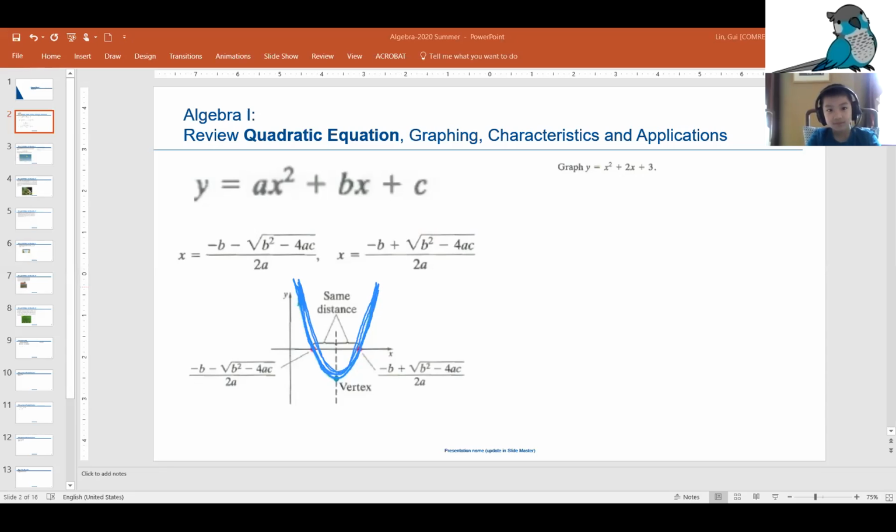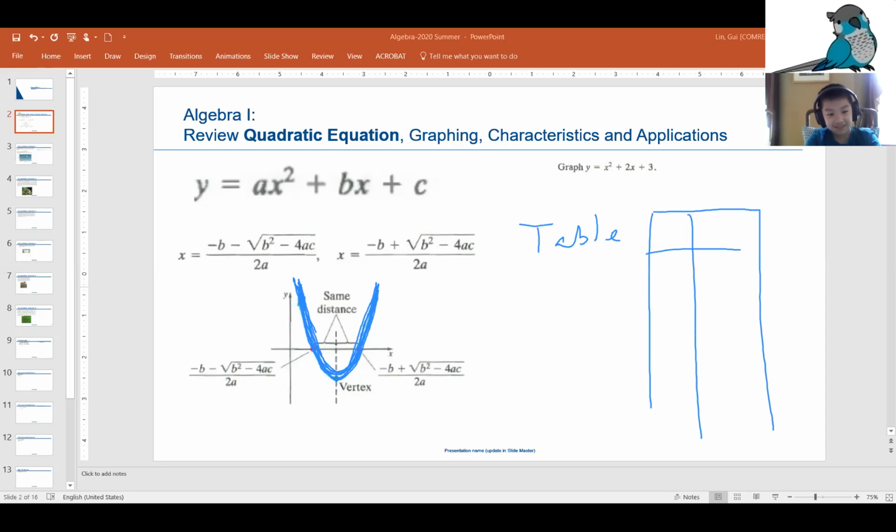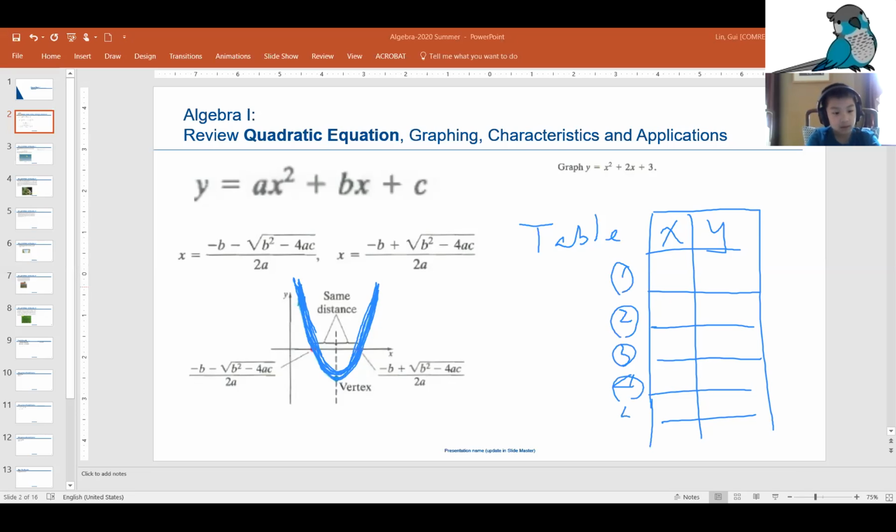Firstly, everyone can use the table method. First method, use the table method, right? You can find pairs of X and Y and find several different points based on X and Y. You need at least 3 or 4, at least 5 points, so you can graph this one.